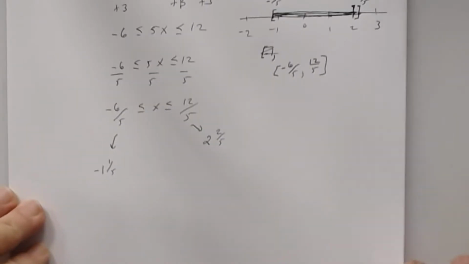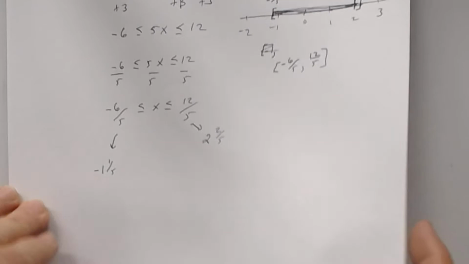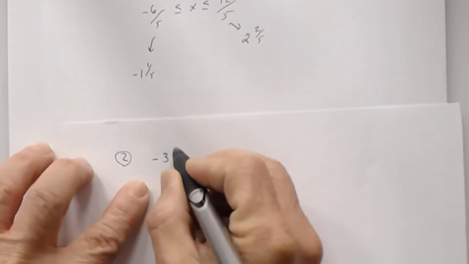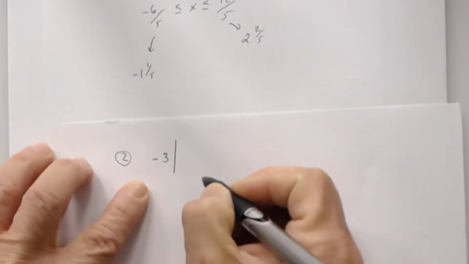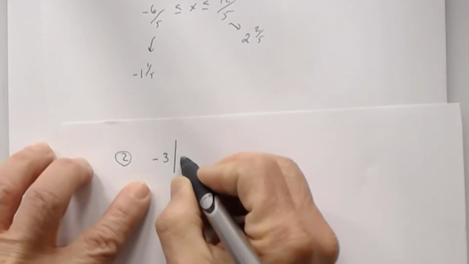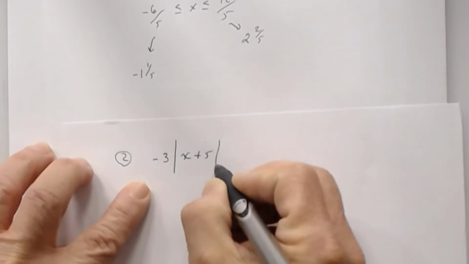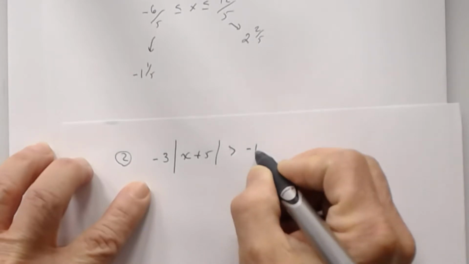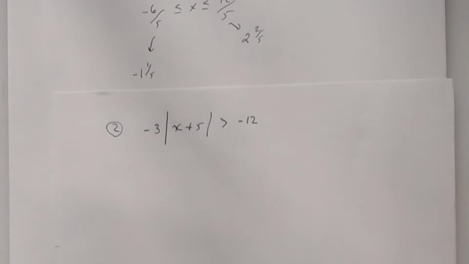All right. Now, number 2. Okay, listen carefully. Suppose you had negative 3 times the absolute value of x plus 5 is greater than negative 12. So negative 3 times the absolute value of x plus 5 is greater than negative 12.